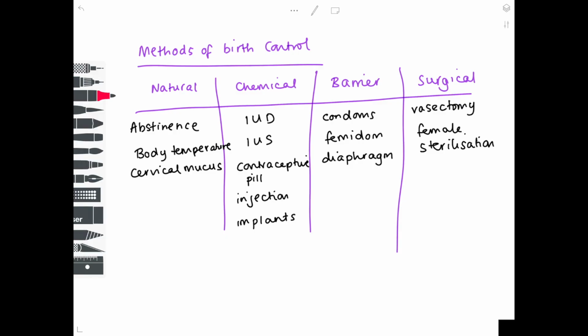To go into a bit more detail about the hormones found within the contraceptive pill, sometimes you find that there are progesterone-only pills, and all these do is they prevent the zygote implanting.